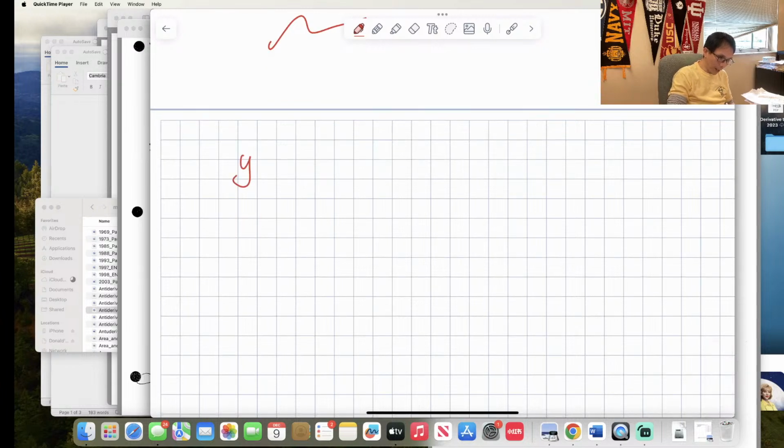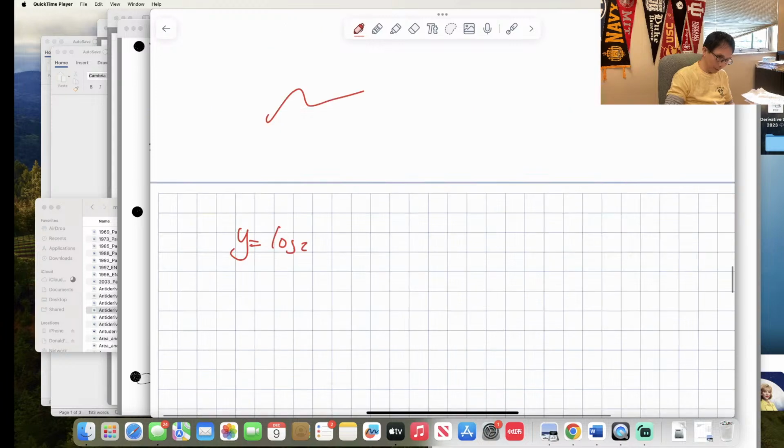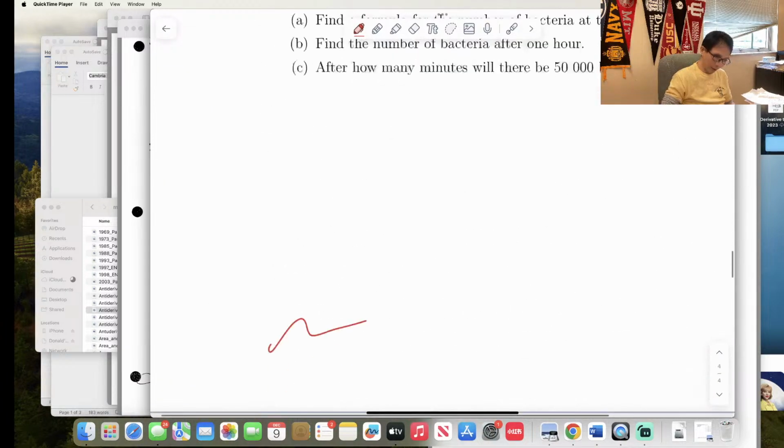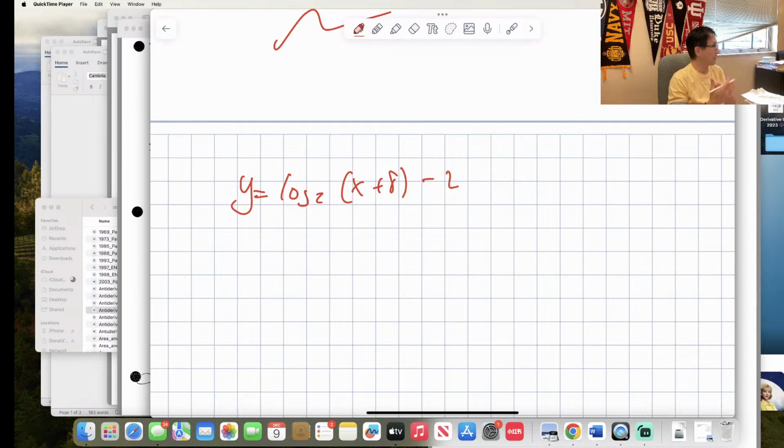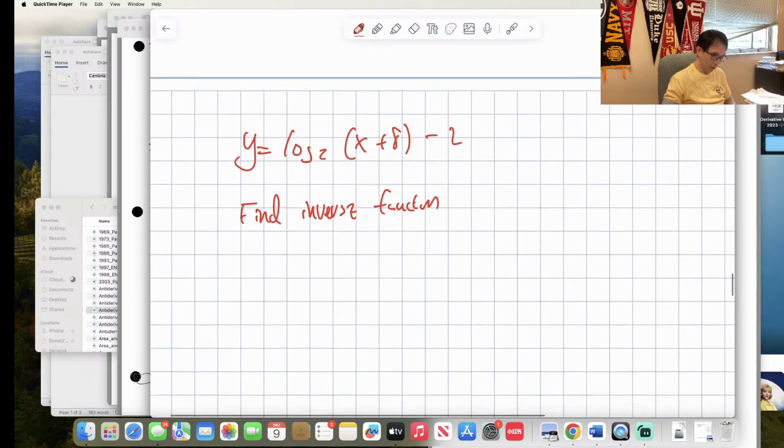Now, what if you have y equal to log 2 of x plus 8 minus 2. So let's say, how do I find the inverse function? What do we know about inverse from before? Switching x and y. So it'll be x equal to log 2 of y plus 8 minus 2. Is that okay?